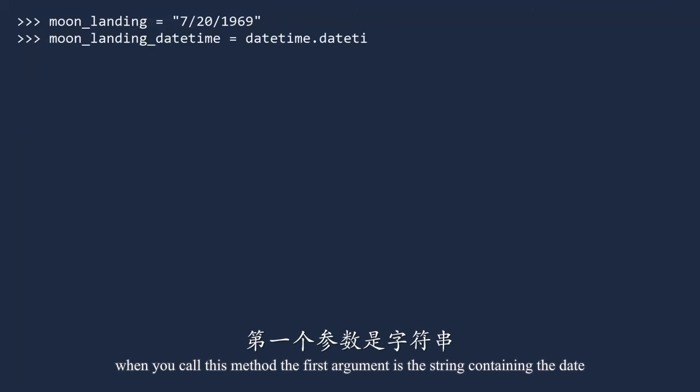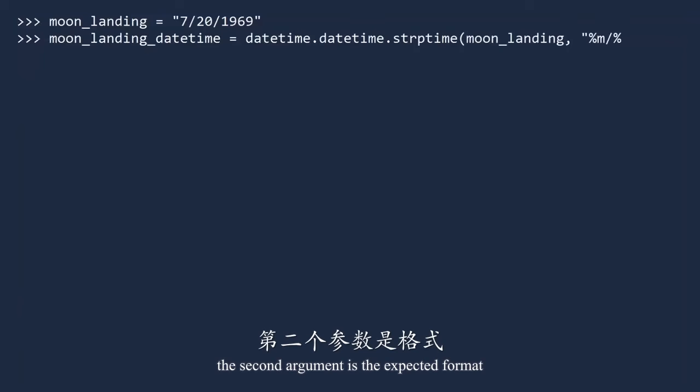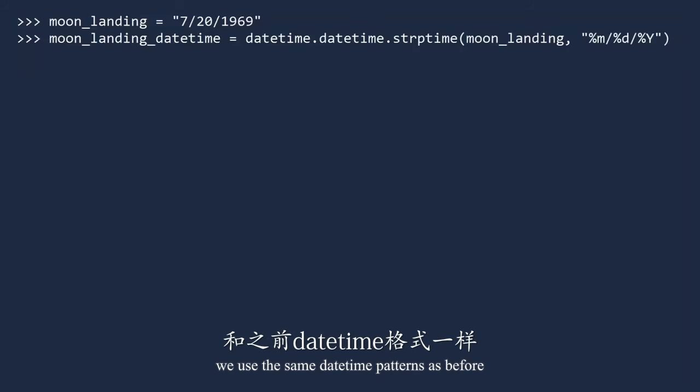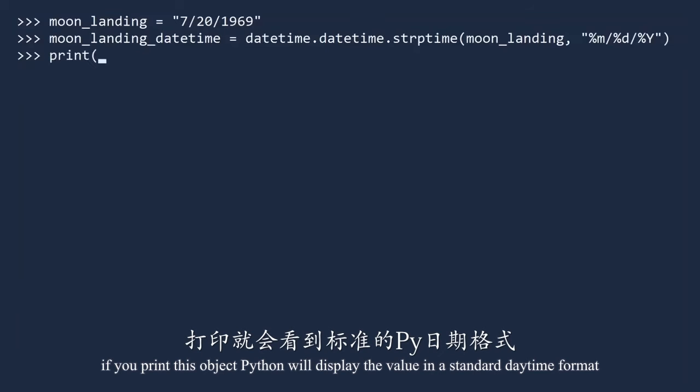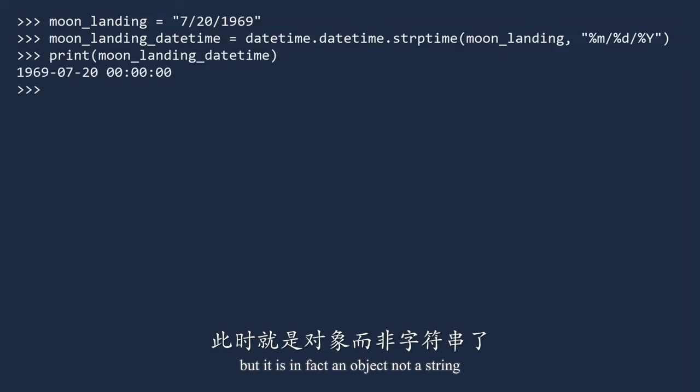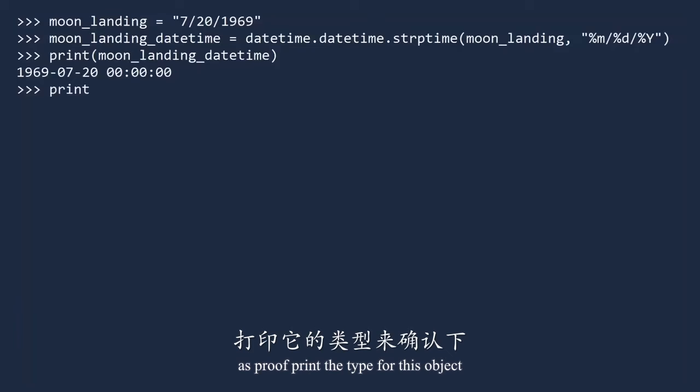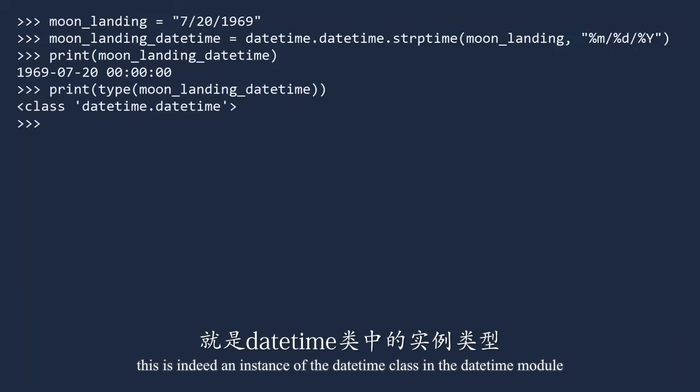When you call this method, the first argument is the string containing the date. The second argument is the expected format. We use the same datetime patterns as before. If you print this object, Python will display the value in a standard datetime format. But it is, in fact, an object, not a string. As proof, print the type for this object. This is indeed an instance of the datetime class in the datetime module.